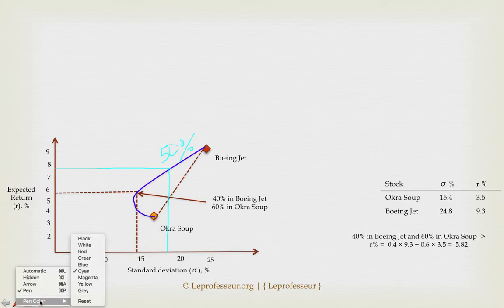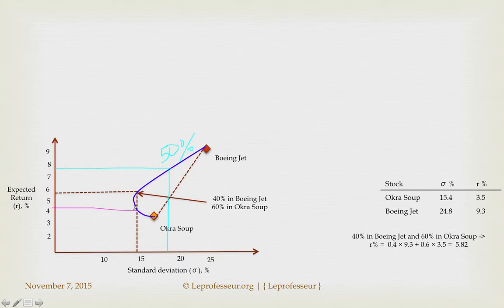On the other side, if you put lower, means if you put say 30% in Boeing Jet and 70% in Okra Soup, so this is 30% jet, you might get a different return and a standard deviation combination. So basically this blue line or the curve tells you the different combination of ratios in which you mix up your wealth in these two stocks. Okay, clear?